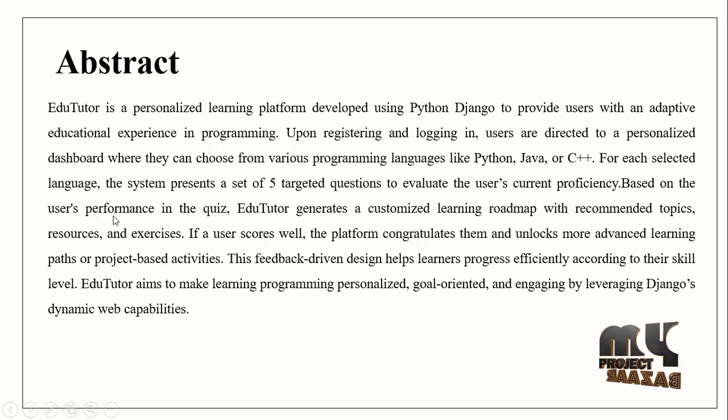For selected languages, the system presents a set of 5 targeted questions to evaluate the user's current proficiency. Based on the user's performance in the quiz, Edge Tutor generates a customized learning roadmap with recommended topics, resources and exercises. If a user scores well, the platform congratulates them and unlocks a more advanced learning path or project-based activities. This feedback-driven design helps learners progress efficiently according to their skill level. Edge Tutor aims to make learning programming personalized, goal-oriented, and engaging by leveraging Django's dynamic web capabilities.